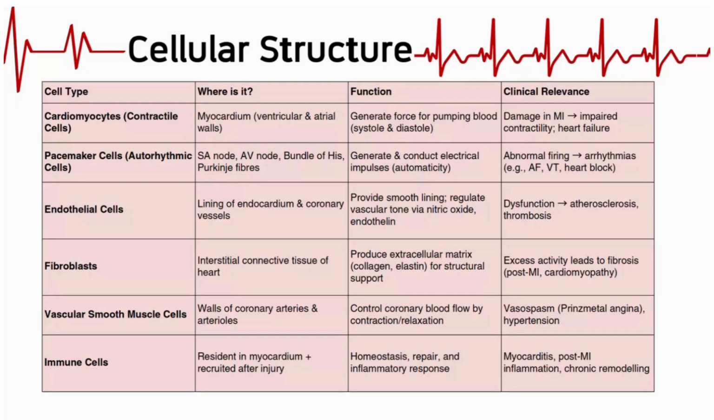So these vascular smooth muscle cells are found in the walls of the coronary arteries and arterioles, and they control coronary blood flow by contraction and relaxation. And the reason why I put this one in there is because these can vasospasm. So these can become spasmodic, and it can cause something called Prinzmetal angina, or coronary vasospasm. Angina, posh word for pain. Angina pectoris, posh word for chest pain.